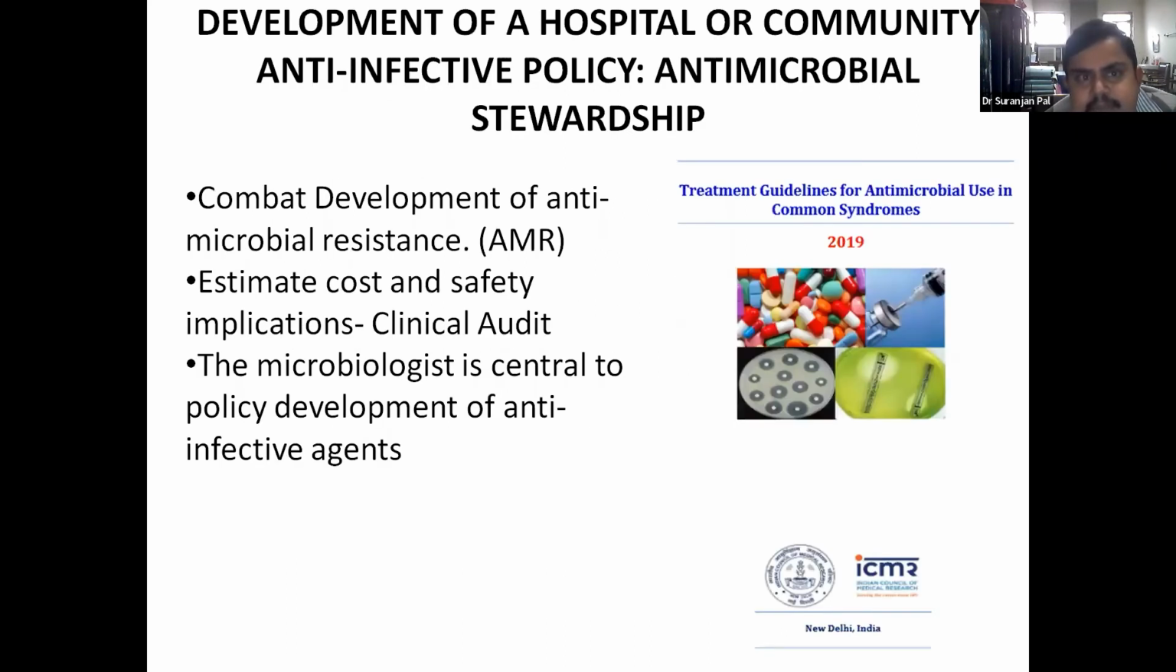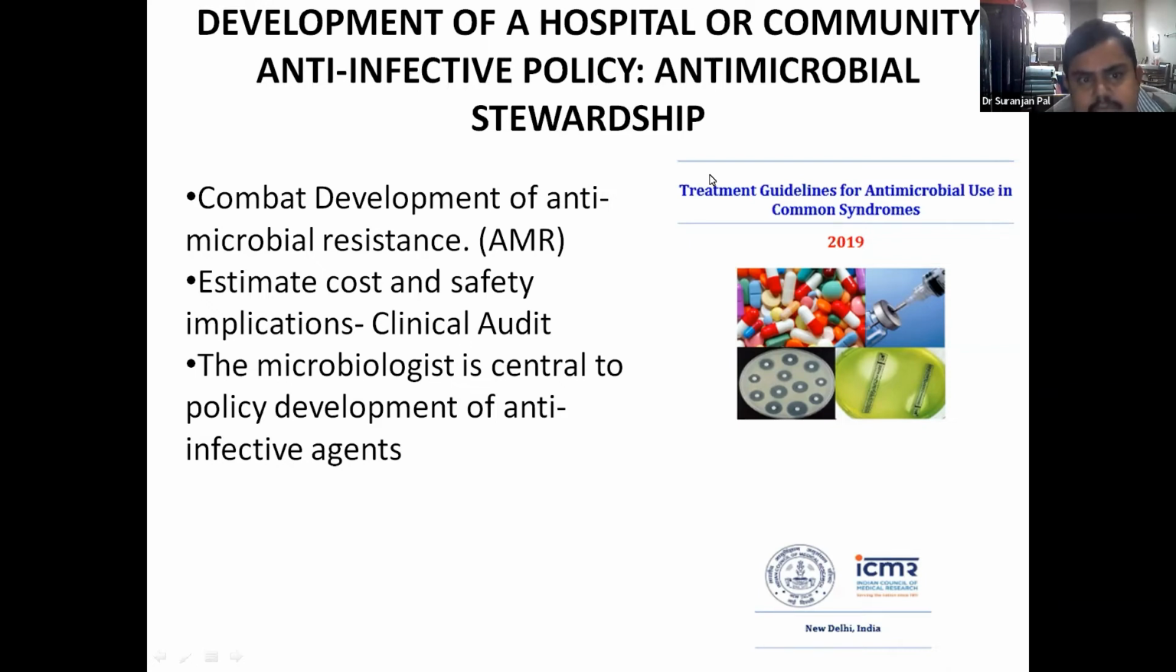Next is the anti-infective policy. India has had an anti-infective policy since 2015 to 2016. The latest is available in 2019, where the treatment guidelines for antimicrobial use for common syndromes are there, but I doubt whether they are practiced regularly or not.